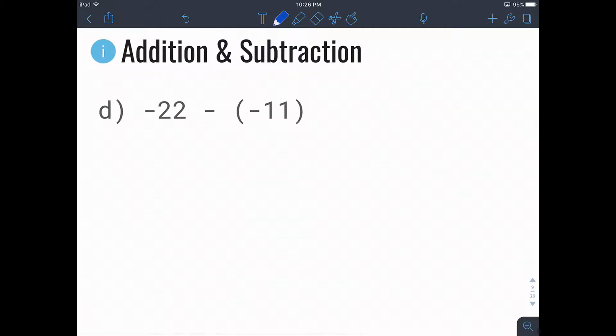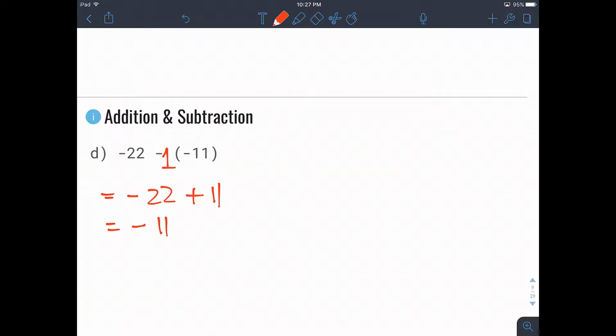Moving along, now we have negative 22 subtracted by a quantity of negative 11. We have a negative 1 here, and we're going to multiply negative 1 by negative 11, so we can rewrite this expression as negative 22, and negative 1 times negative 11 gives us positive 11. So now we have negative 22 add 11, going to the right 11 spaces. That gives us negative 11 as our final answer. Whenever you're getting rid of brackets or parentheses, make sure we multiply.